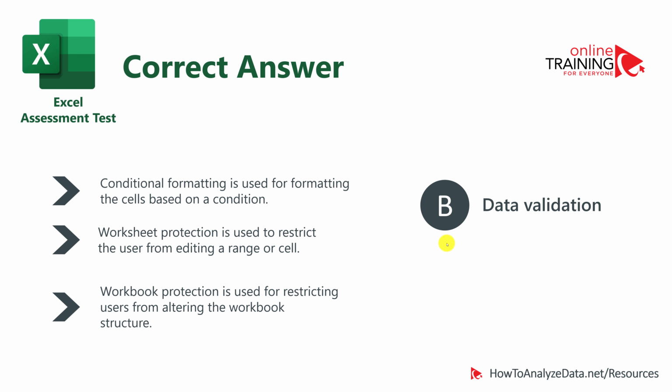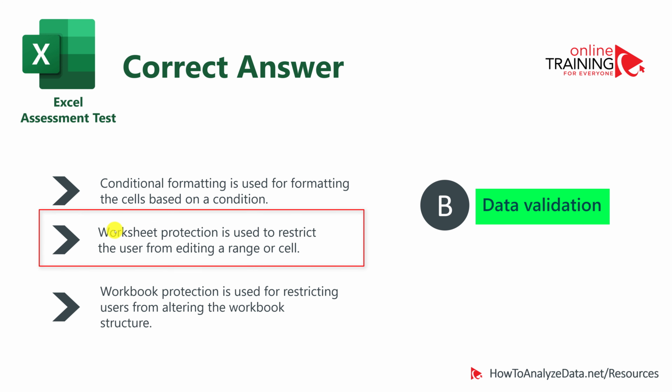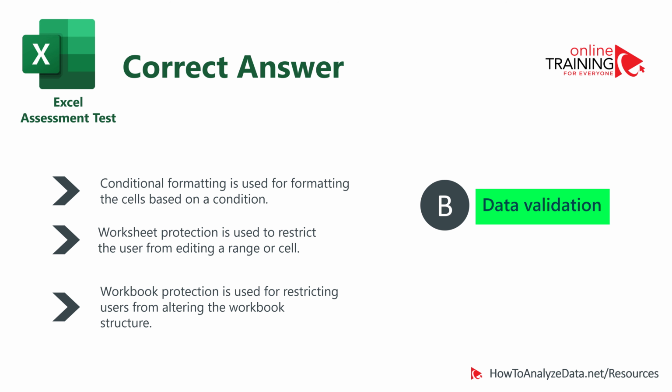So as you might have figured out, the correct choice is data validation, because other choices are designed to trick you. Conditional formatting is used to format cells based on a specific condition. Worksheet protection is used to restrict users from editing a range or a cell. And workbook protection is used for restricting users from altering the workbook structure. So B is the correct choice. Hopefully you've got this one right.